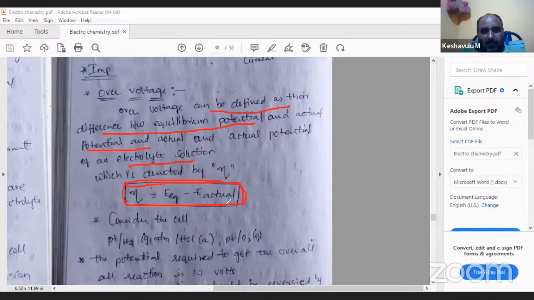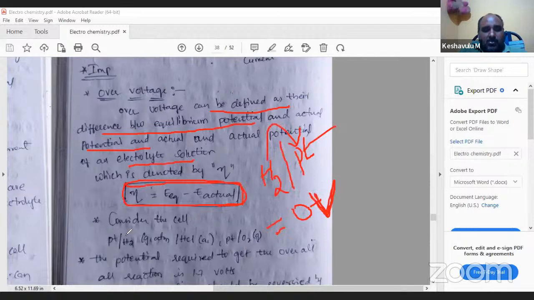Simply we can explain this. If the hydrogen electrode is combined with platinum, it will give the standard reduction potential. The standard reduction potential is 0 volts. It gives 0 volts whenever hydrogen is combined with platinum.